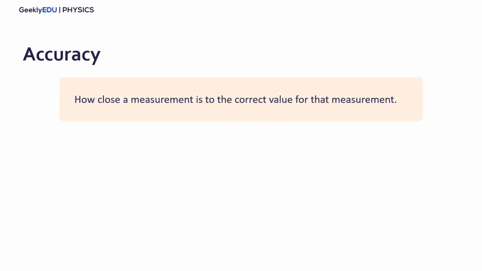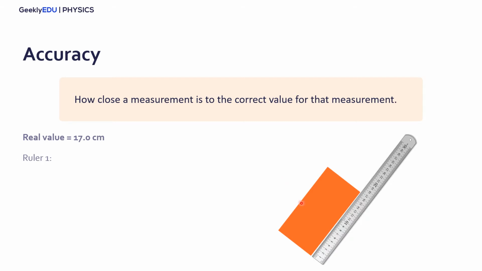Let's start with accuracy. Accuracy is how close a measurement is to the correct value for that measurement. Let's take a look at an example. Let's imagine this object here that has a real length of 17 centimeters. Then we take a ruler, our ruler number 1, and measure this length 3 times. And we got these results here. For the first measurement, 17.2, then 17 centimeters and 16.8 centimeters.